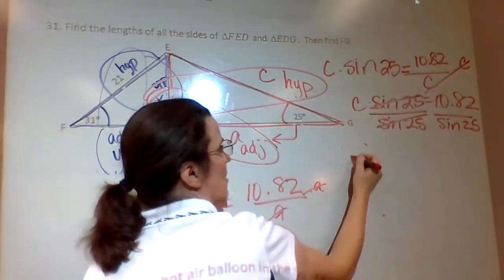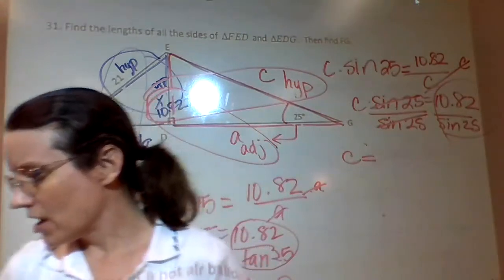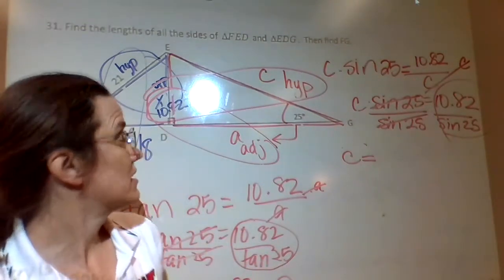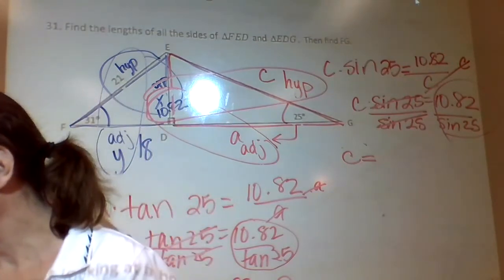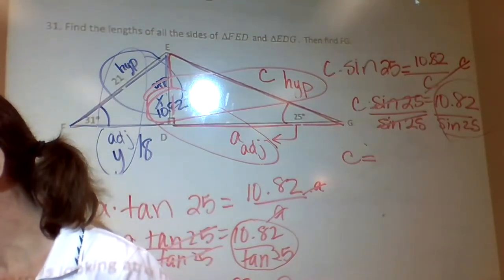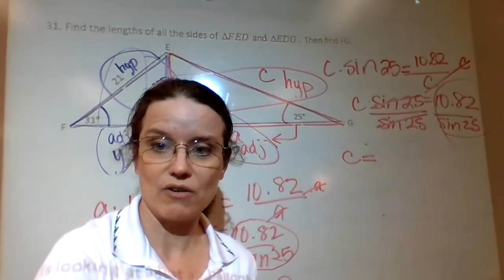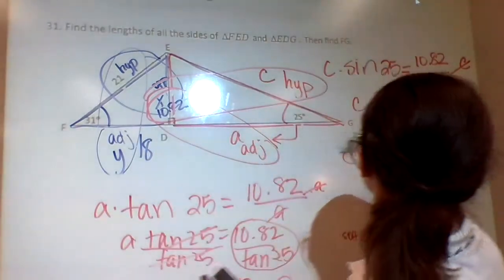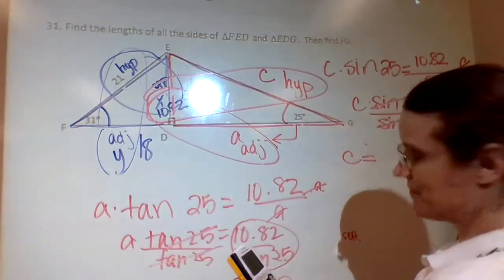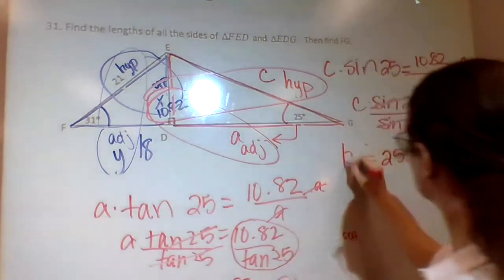These will cancel out, and C will equal whatever you get when you put that in the calculator, which comes out to be, let's see, sine. Wait, hold on. Did I just screw that up? Sine, let's see, if I'm using opposite. So, no, that is sine. I was supposed to use sine, but then I did the wrong thing on here. So now I have to grab a calculator. Okay, now that I have a calculator, I can do 10.82 divided by the sine of 25 and get 25.60 as my C.